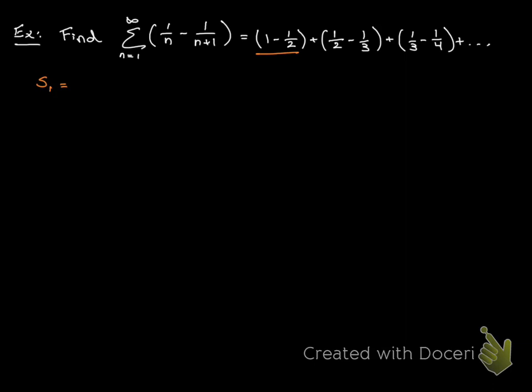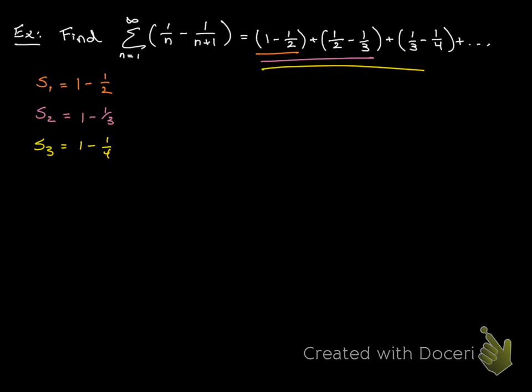The sequence of partial sums is the first term, right? 1 minus 1/2. When I take the second term of the sequence of partial sums, that's those first two terms added together, right? Not just 1 and 1/2, but 1 minus 1/2 plus the whole next term, that a2, 1/2 minus a third. And you notice 1 minus 1/2 plus 1/2 minus a third is just 1 minus a third. Those 1/2s are going to cancel. I do this again. S3 is the first three terms. 1/2 minus a half cancels. 1/3 minus a third cancels. And I have 1 minus a fourth.